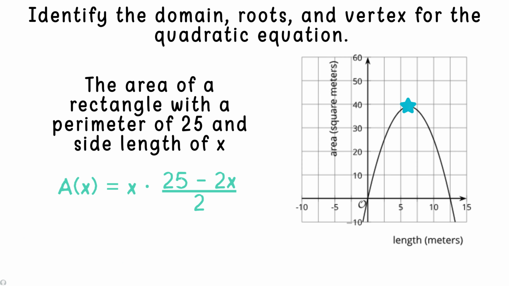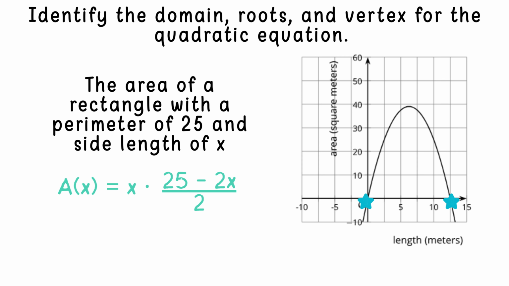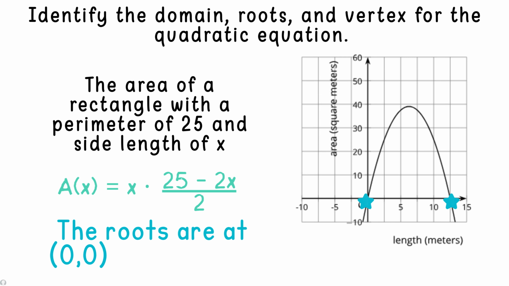Now let's look at the vertex. This is the highest point on the graph. We can see that this happens at 6.5 and 39. Now let's look at the roots. It crosses the x-axis twice, so we have roots at 0 and 12.50.